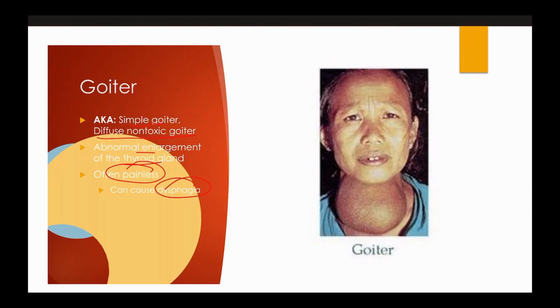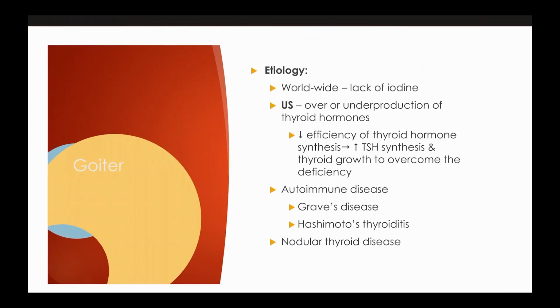Can cause dysphagia. Makes sense. This is your thyroid gland. Look how big that is. It's going to compress all the tissues in the neck. Therefore, the esophagus will get compressed as well. Can cause some dysphagia there. Worldwide, goiter is due to lack of iodine. So that's why we put iodine in our salt. In the US, goiter is due to over or underproduction of our thyroid hormones.